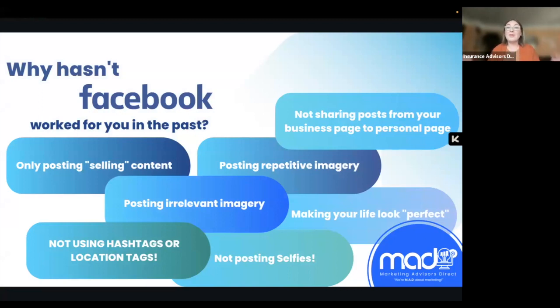Maybe you weren't using location tags or hashtags. Guys, hashtags are the easiest way to get your content to be shown to more people than just the people who follow your pages. It's a great way to put your content essentially into online folders that other people, when they're searching for content online, can find. It's basically used like keywords. You have to think about it like keywords. Another thing that might not have worked for you is that you're not posting selfies.